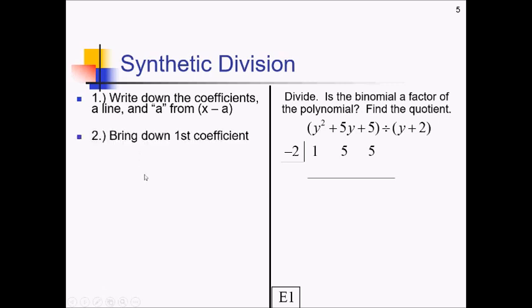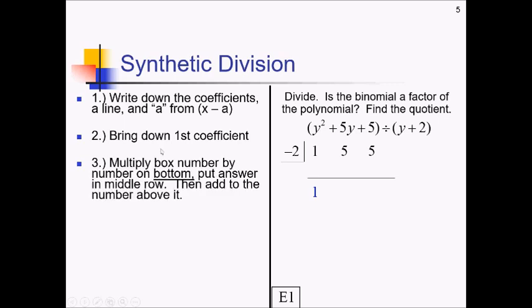So our next step is to bring down the first coefficient and put it below the line. So this 1 is our first coefficient. That comes down here automatically. If you want, you can think about it as adding 1 to an invisible 0, and you'll see why I say that in a sec. Our next step is a few steps here. We're going to multiply this box number, negative 2, by the number on the bottom. So we have negative 2 times 1, which is going to give us negative 2.